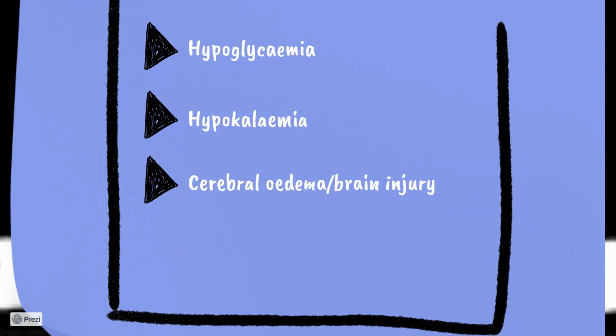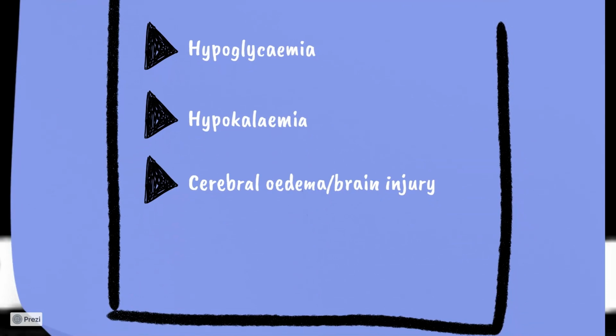Another complication is hypokalemia, and we've talked about this previously. As we give the insulin therapy to these patients, we drive down the potassium levels, and this can cause them to become profoundly hypokalemic. Because of this, we often give supplementary potassium alongside their sodium chloride bags.